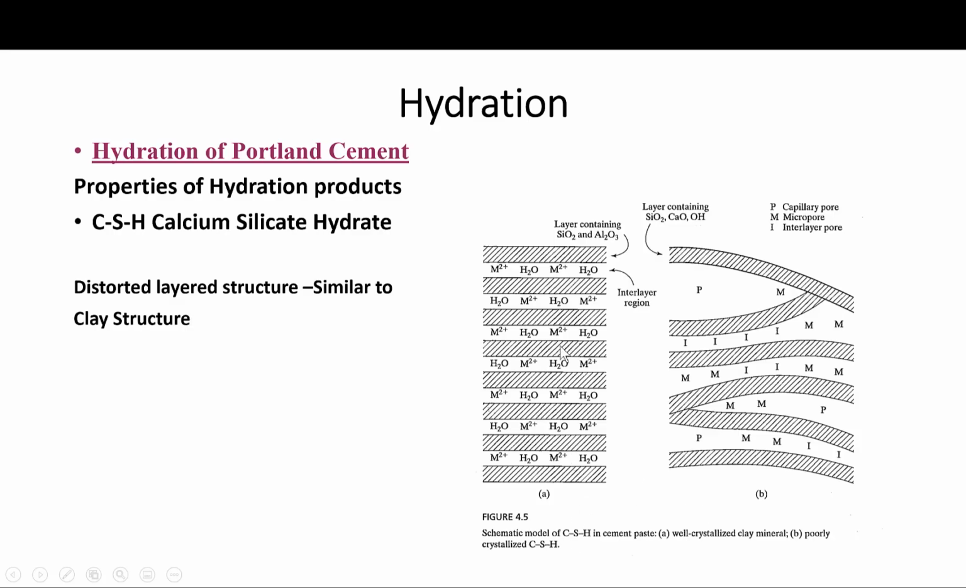So look at this first part of the schematic here, which is a well crystallized clay mineral, and here a poorly crystallized calcium silicate hydrate gel. I will keep referring to it as that. So here it shows these are the layers, for example, containing the silicon dioxide, the calcium oxide, and the hydroxyl ion. The P refers to the capillary pores, the M, the micropores, and the interlayer pore. We will talk about that more later.